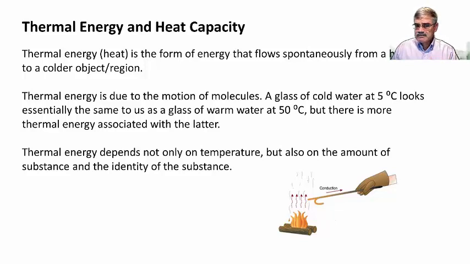Now, the amount of thermal energy possessed by a substance depends upon its temperature, obviously, but also on the nature of the substance. This is what we refer to as the heat capacity of a substance, and we sometimes use the term specific heat capacity. When we say specific in chemistry, we mean per gram, but also specific to that substance, per gram of that substance. So let's talk about the specific heat capacity of a substance.